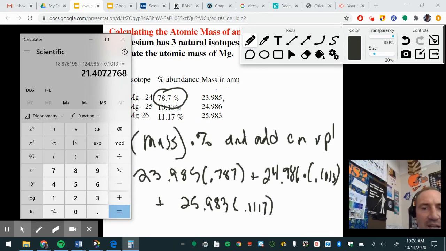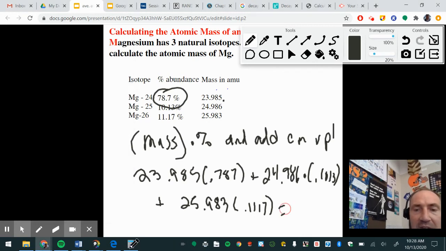All right, and then I'm going to add this last bit down here. I'm going to add plus 25.983 times 0.1117, close my parentheses, equals. And now if you did this right, you would get 24.309. So 24.309, which if you take a look on the chart is really, really close to the actual mass of magnesium.